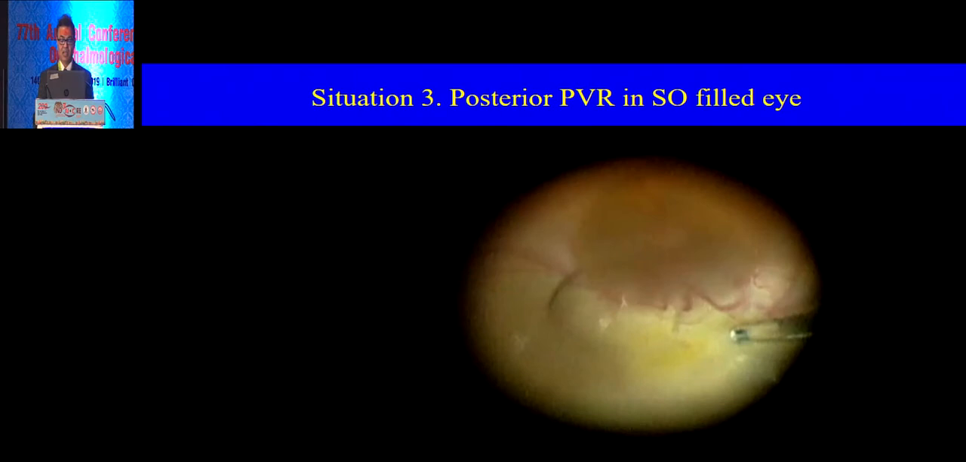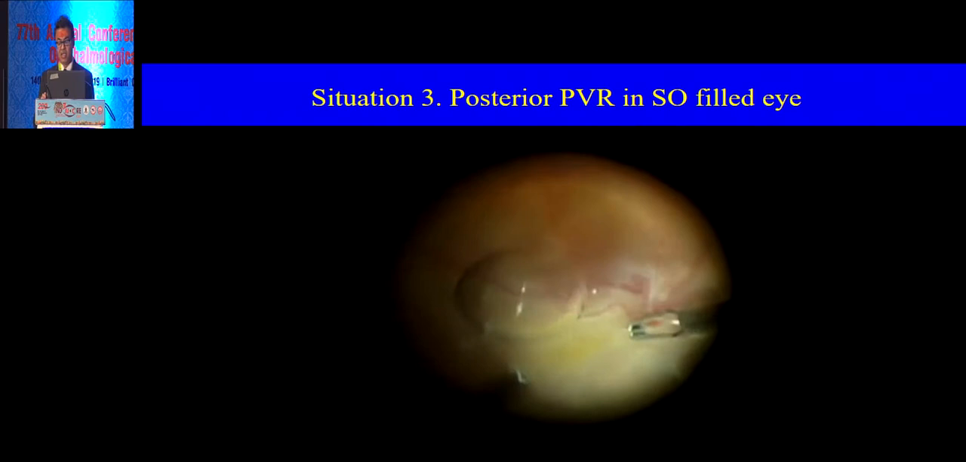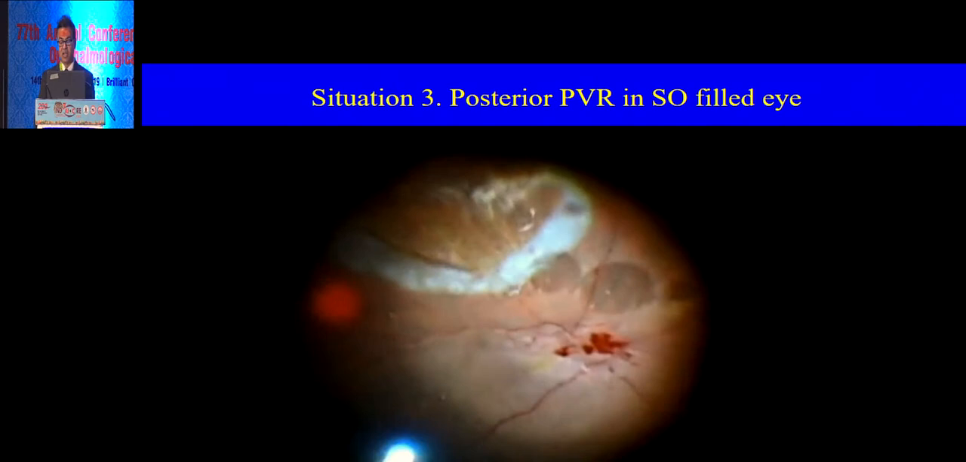So posterior PVR in a silicone-filled eye, these are actually very easy cases. So don't remove silicone oil. Just grab the membrane on top, gently peel it. Keep silicone oil in. And after that, just go into the hole. Two-pole technique, as Dr. Charles described, retina is flat, apply laser, you are done. Now this can be a little bit tricky.